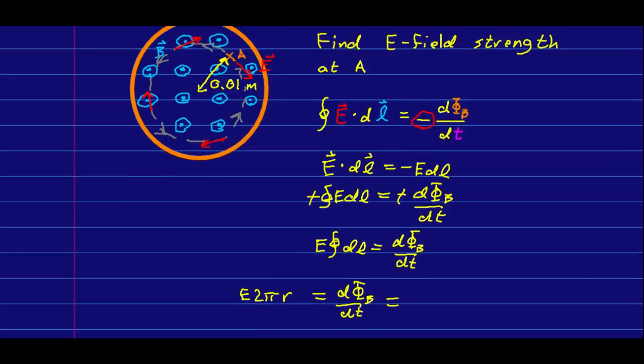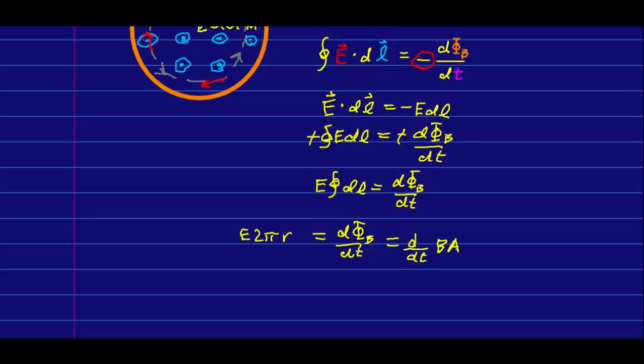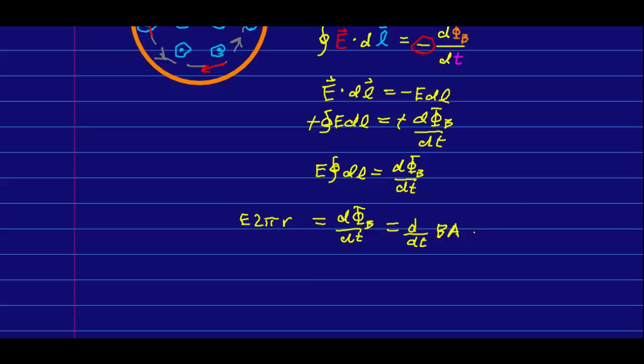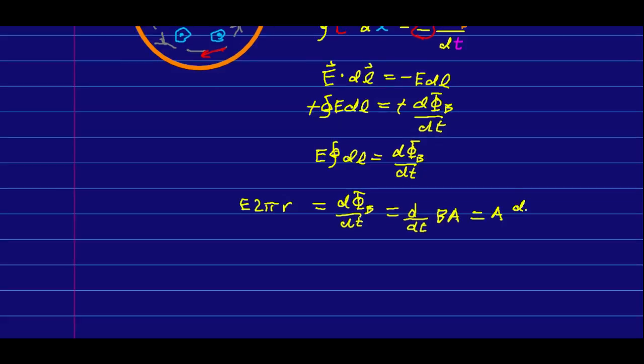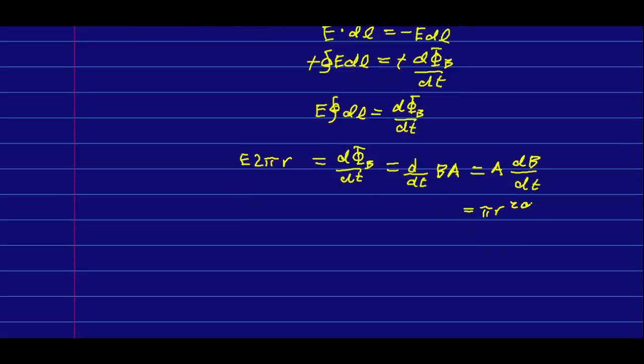This magnetic flux is due to a uniform field, and so it's just going to be the B field times the area of the circle here. I know that area of the circle isn't changing, and so it's just the area times dB by dt. That area is just pi r squared. And I know dB by dt, it's 0.01 Teslas per second. I'm just going to leave it as dB by dt for now. And so there we have it. There's a whole bunch of cancellation. Pi's cancel, one factor of r cancels.